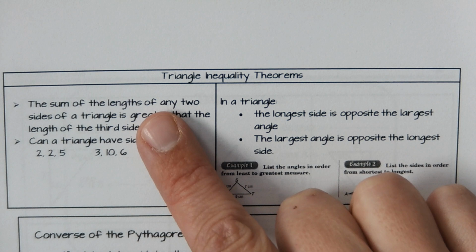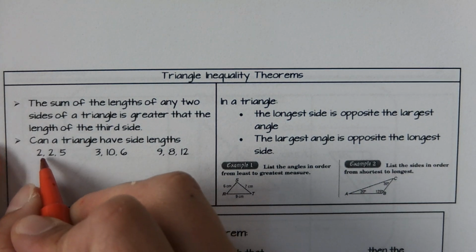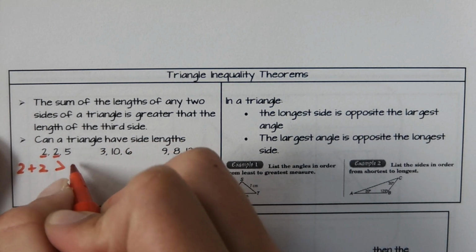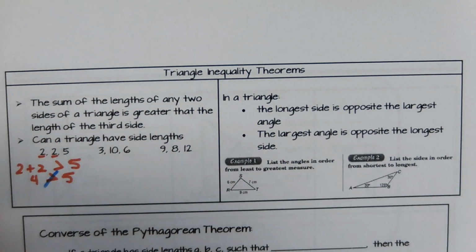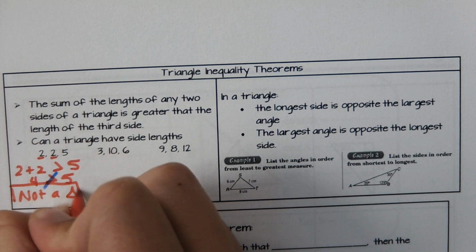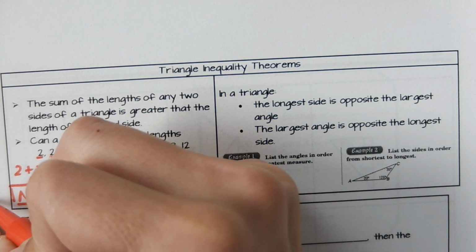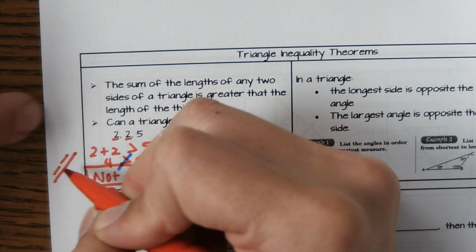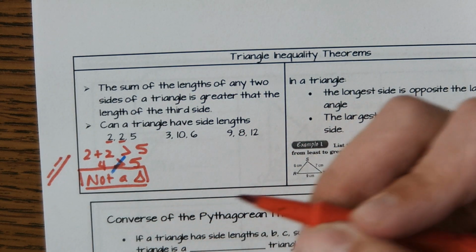It says the sum of the lengths of any two sides of a triangle is greater than the length of the third side. So when you have a triangle, the two shortest sides, so in this example, 2 and 2, added together have to be longer than the third side. So is 2 plus 2 greater than 5? No. So therefore, this is not a triangle. The reason is that these two segments are both 2 inches long, and this is 5. You couldn't make a triangle, it wouldn't reach. So that's why this is true.